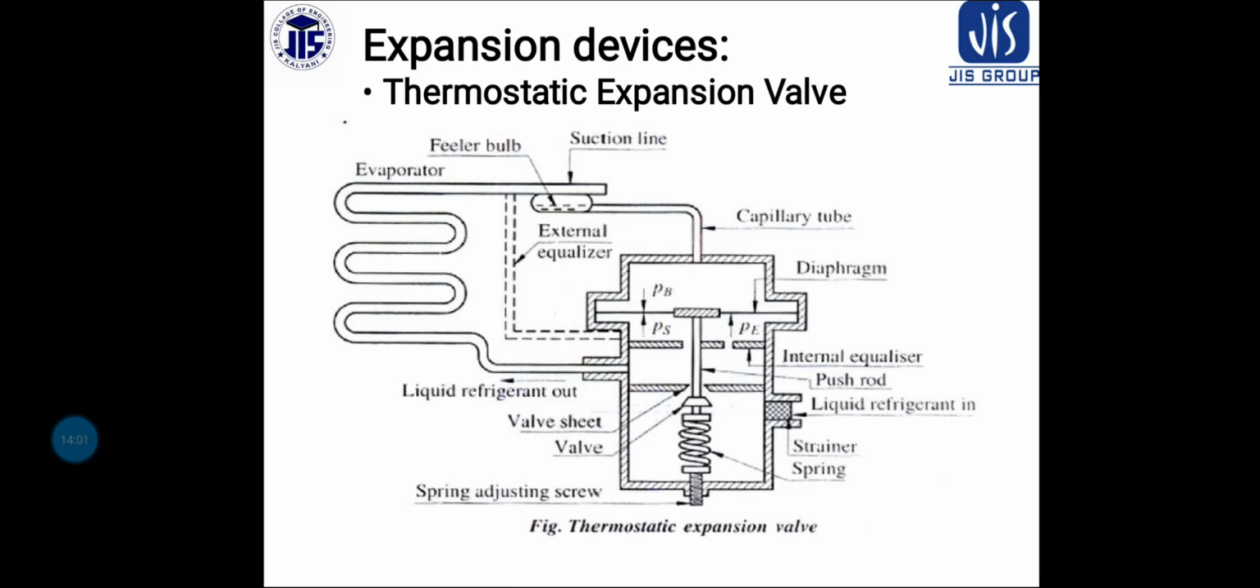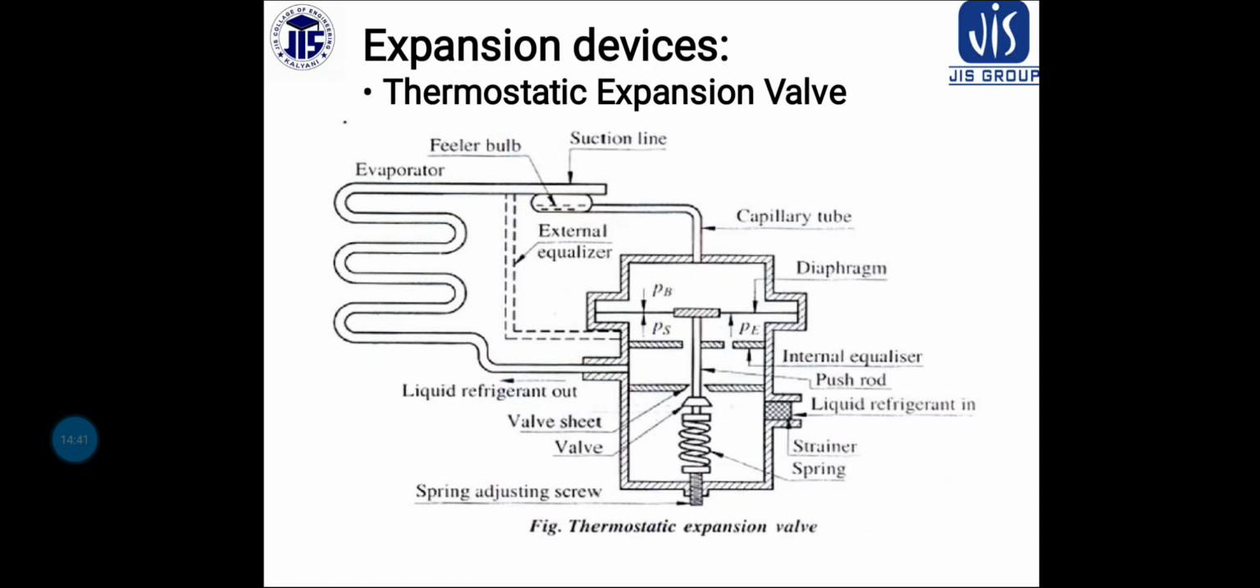The liquid refrigerant is coming into the thermostatic expansion valve, and by the help of this spring and valve seat, the flow regulating arrangement, the liquid refrigerant is entering beside this push rod here. From this part, the isenthalpic process is taking place, and this is the outlet of the liquid refrigerant, which is coming to the evaporator. So these are the processes.